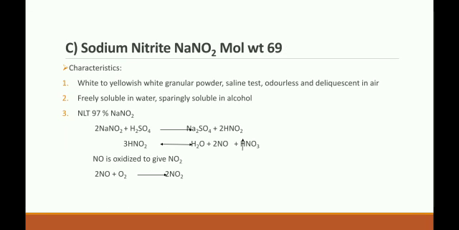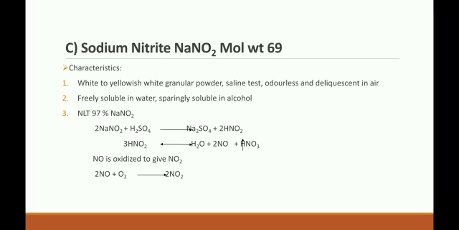The next compounds, sodium nitrite and inert atmosphere such as nitrogen. In that, first we have to see about sodium nitrite. The molecular weight of sodium nitrite is 69 and molecular formula is NaNO2. Then characteristics. Sodium nitrite contains not less than 97% of NaNO2. It is a white to yellowish white granular powder, or white opaque fused masses or sticks, with saline taste. It is odorless and deliquescent in air. It is freely soluble in water and sparingly soluble in alcohol. Its aqueous solution is alkaline.